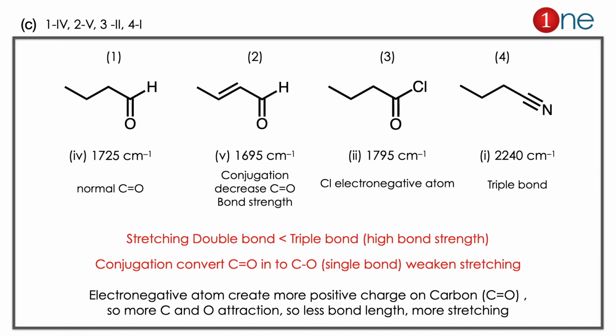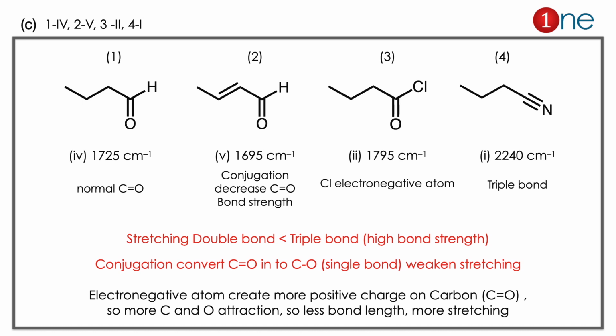Before we get into the answer, you should know some straight facts. Stretching of a double bond is lower than that of a triple bond, because the triple bond has higher bond strength, so higher stretching. So the fourth one will have the highest stretching. Now let us look at the conjugation. What conjugation really does is convert the C=O double bond toward a C-O single bond. Actually it weakens the stretching. So the conjugated one is definitely weaker than the normal one. So the second will be the lowest, and the fourth one will be the highest.